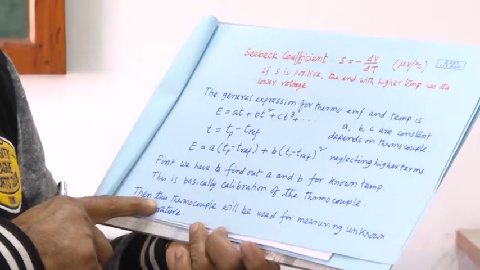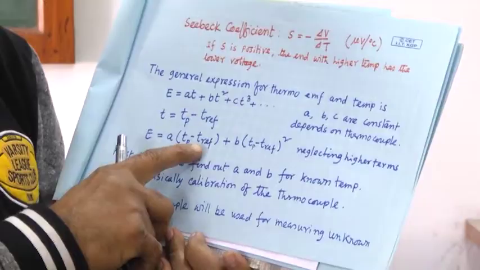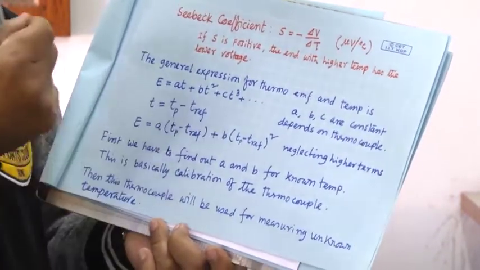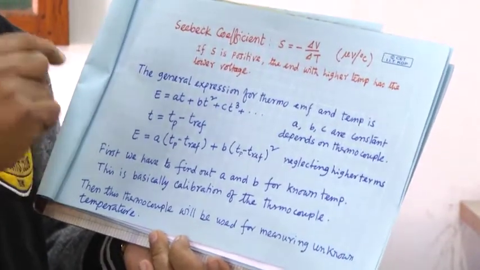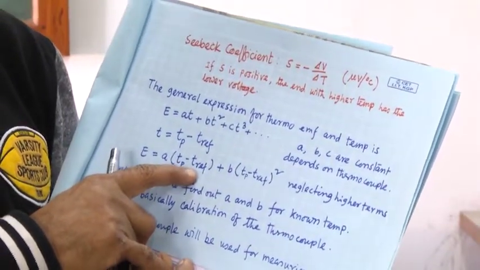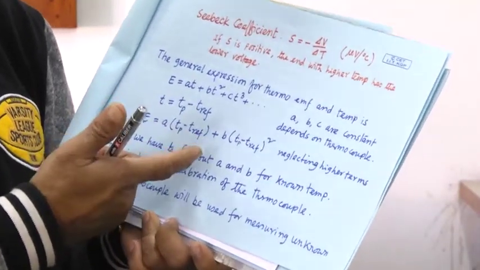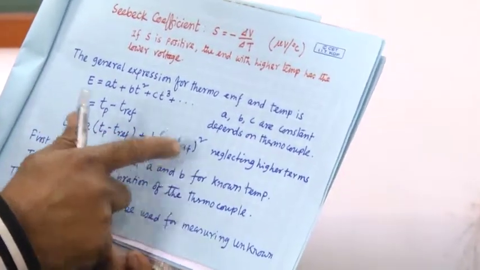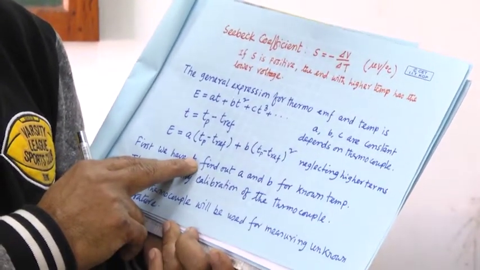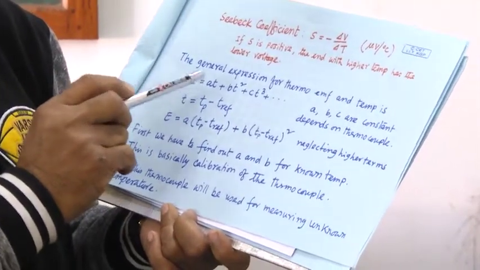Now, for the time being, if T reference is 0, ice temperature, if this reference junction we keep at ice temperature, so this is 0 degree centigrade, right. Then this is 0, this is 0. So basically it is A Tp plus B Tp squared, which is equivalent to A T plus B T squared. So, E equals A T plus B T squared.